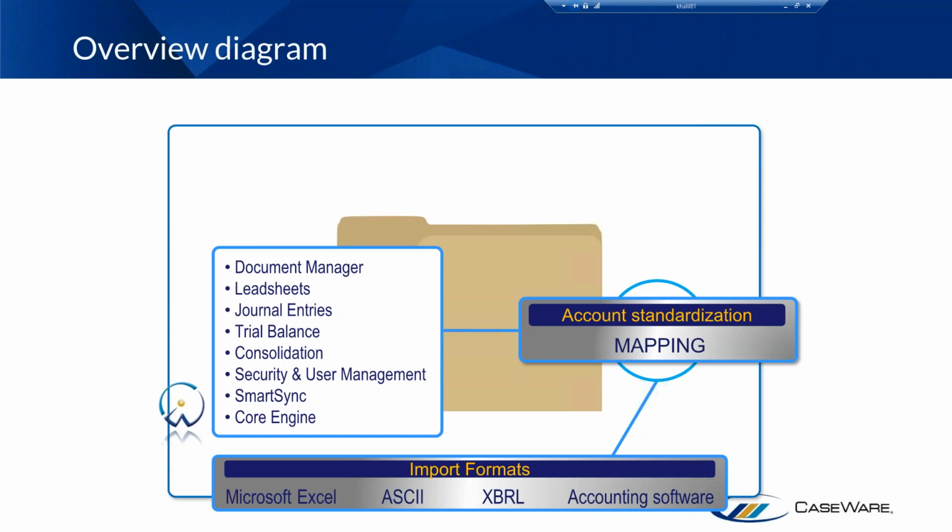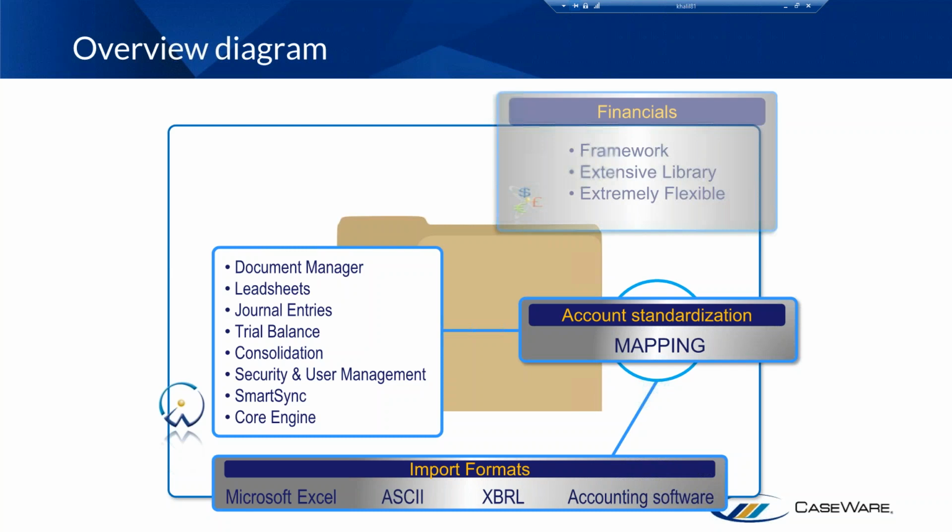Once mapping and groupings are applied, the accounts are pushed to the various documents in the template, which are built on the standard groupings and can be accessed from the document manager. Other built-in functionality includes lead sheets, journal entries, trial balance, consolidation capabilities, security and user management, and SmartSync. CaseWare Working Papers is the core engine for all of this.